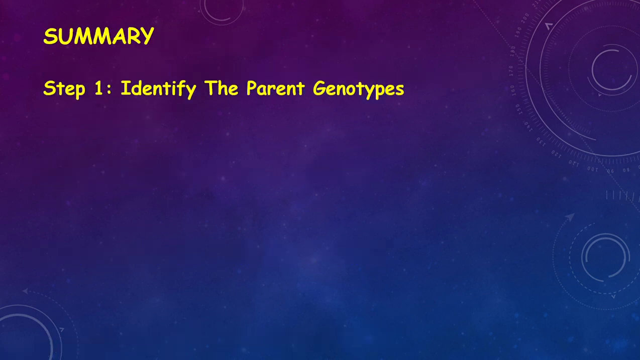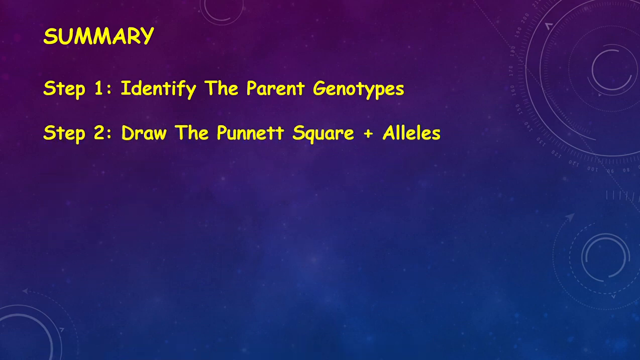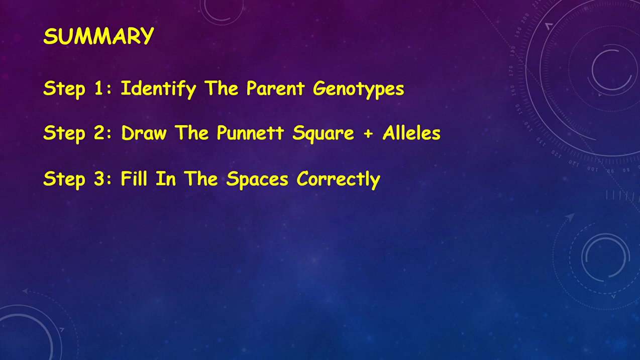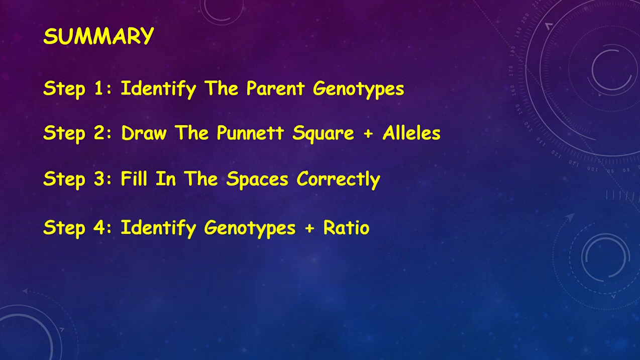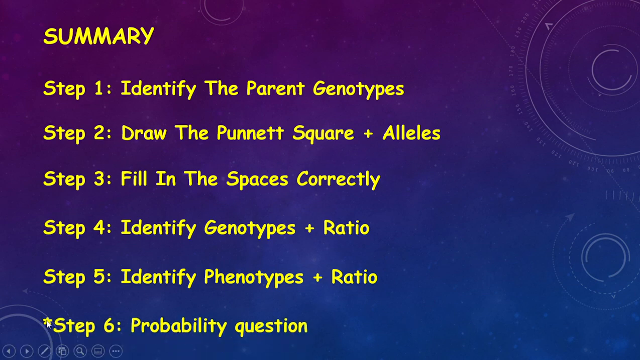Okay, so this is your summary. These are your 6 steps. Step 1, identify the parent genotypes. Step 2, draw the Punnett square and the alleles. Step 3, fill in the spaces correctly in the Punnett square. Step 4, identify the genotypes and the ratio, if the question asks it, whichever it asks. Step 5, identify the phenotypes and or the ratio, if the question asks it. And then I'm adding in a step 6, which is based around a probability question. And I'm going to do that in the next example you'll do by yourself.